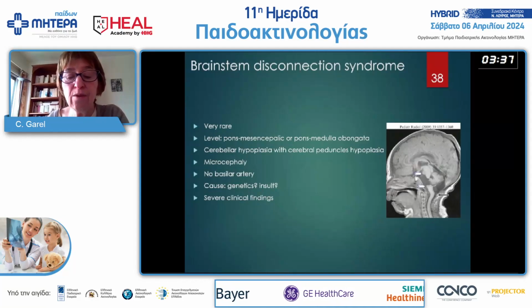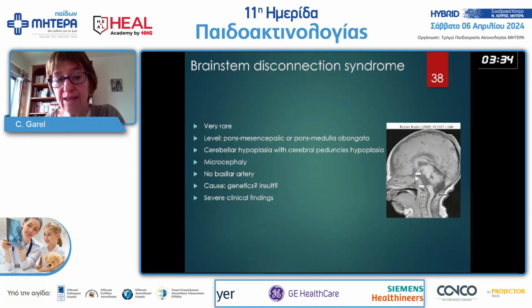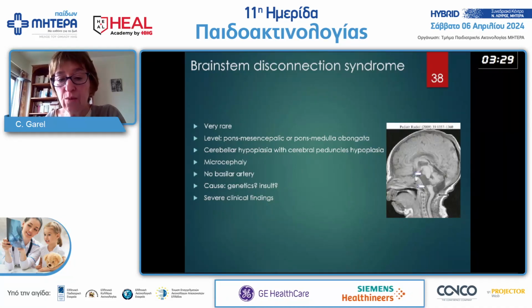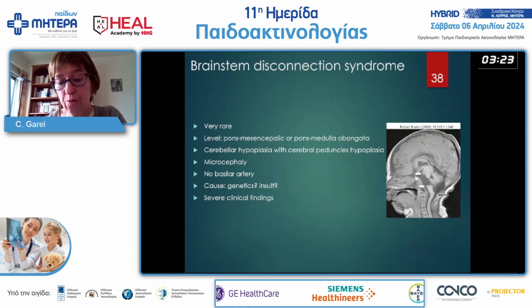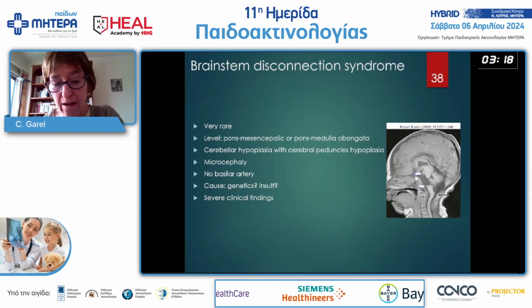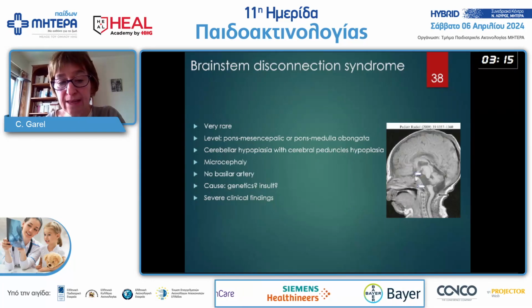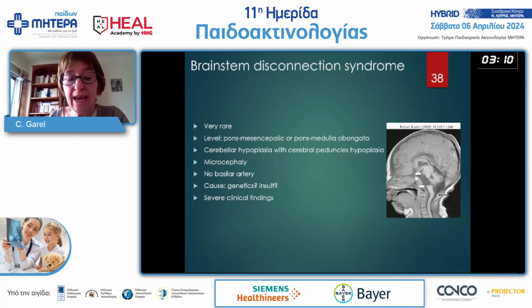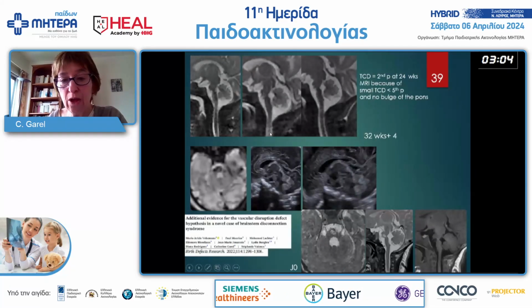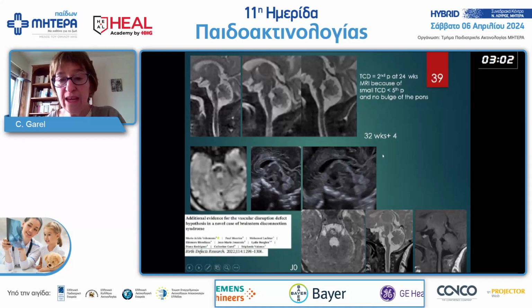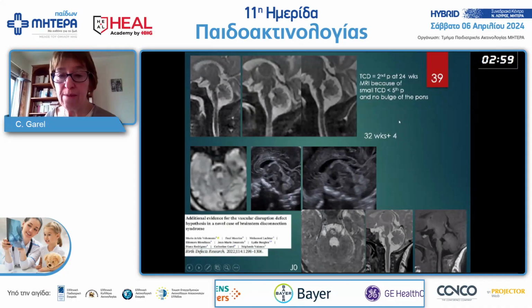This is another example of abnormal brainstem. It is the brainstem disconnection syndrome, which is very rare, which occurs at the level of the pons and the border between the pons and the mesencephalon, or the pons and the medulla oblongata. It is characterized by a cerebellar hypoplasia with cerebellar peduncles hypoplasia and microcephaly. The cause is unknown, but we've seen this example quite recently with a small cerebellum.